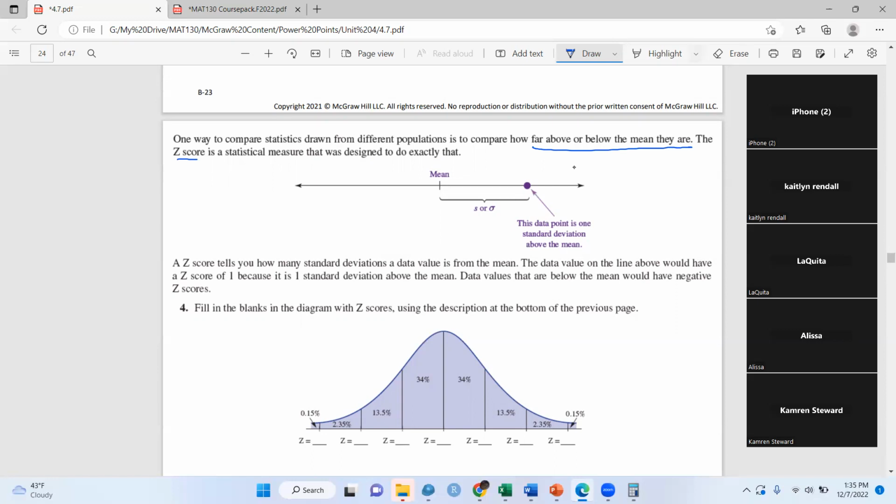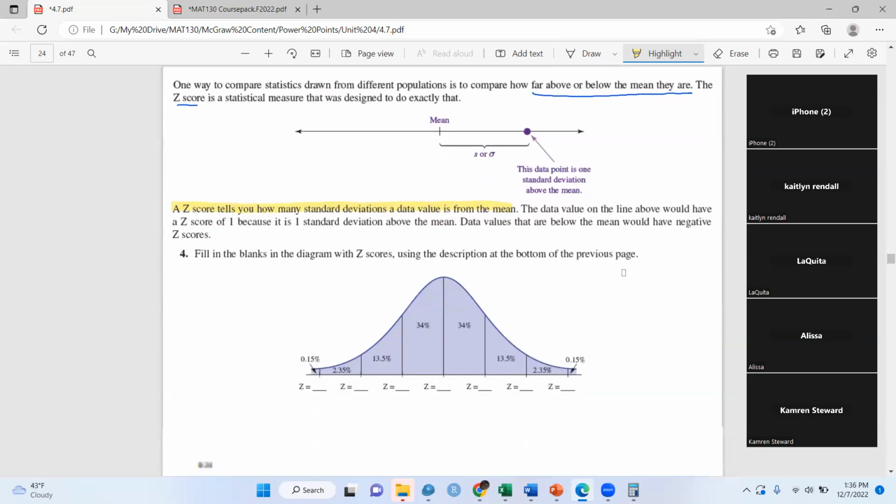So this sentence right here, you should put in your reference sheet. When I ask you to interpret a Z-score, this is what I'm wanting you to tell me. A Z-score tells you how many standard deviations a data value is from the mean. It's a measurement of distance in terms of standard deviations. So a large positive Z-score means you're really far above the mean, and a large negative Z-score means you're far below the mean.